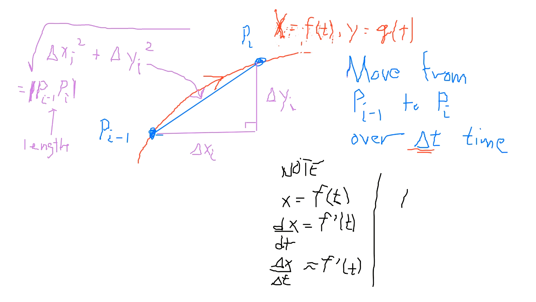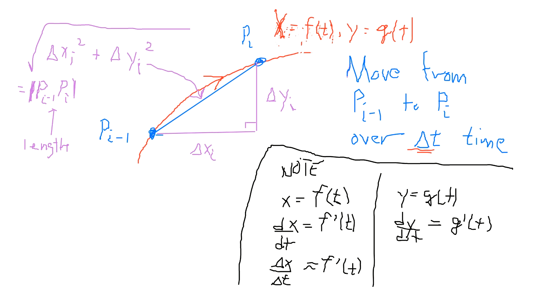Okay. And similarly, y equals g of t. That means dy dt is equal to g prime of t. And again, I'm doing all of this so that when you see the proof, you appreciate the proof. So dy dt is equal to g prime of t.